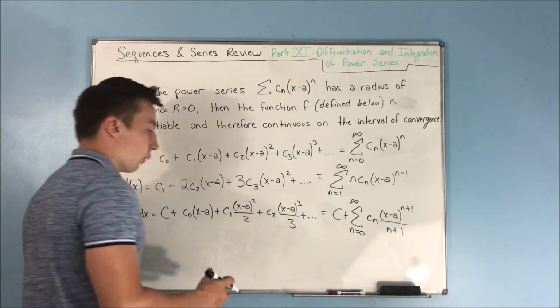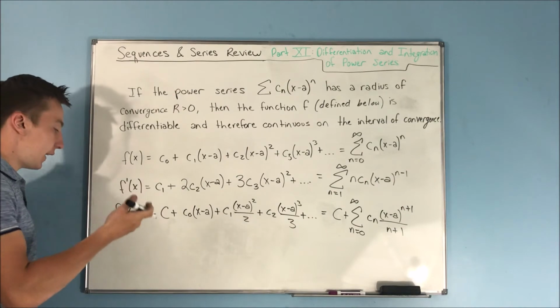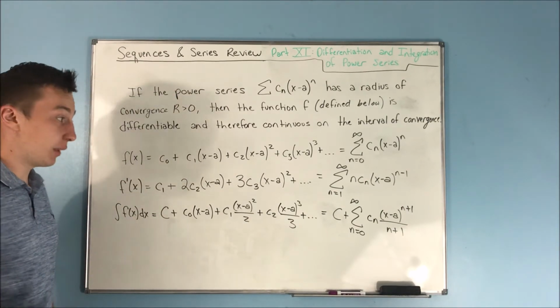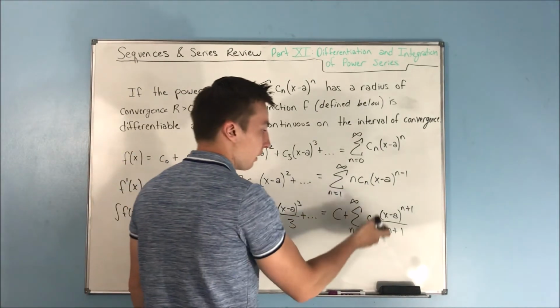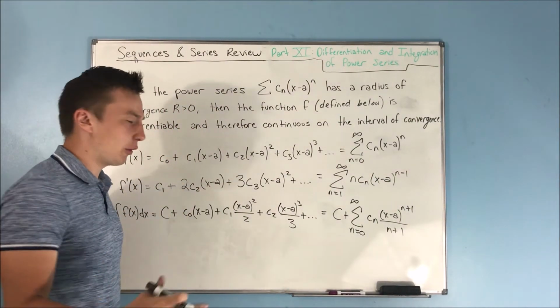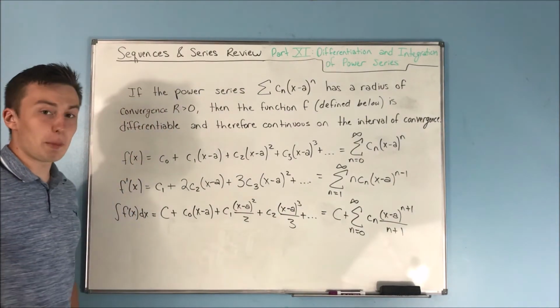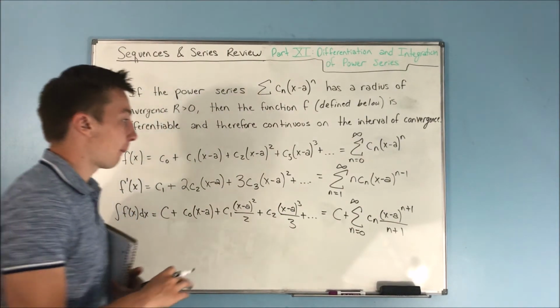All right, so there you have it. You see taking a derivative of a power series, taking an integral of a power series, and what you get. It's not really anything that you wouldn't expect it to be. The only thing that I could ever see throwing you off would be that index change for the derivative. So we're just going to do a couple quick examples, and that'll be it.